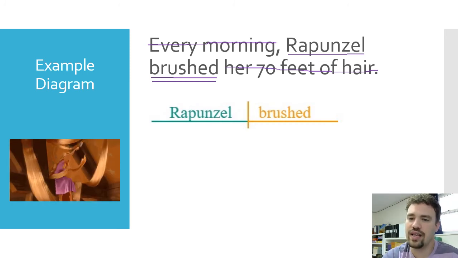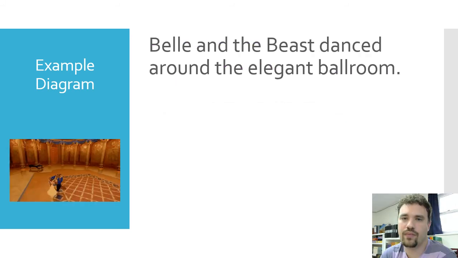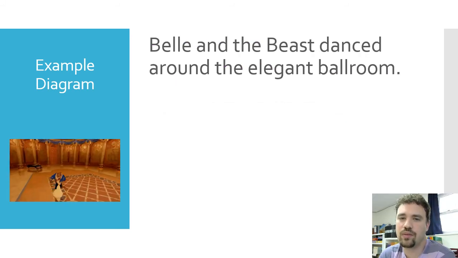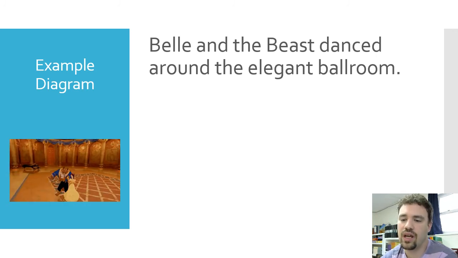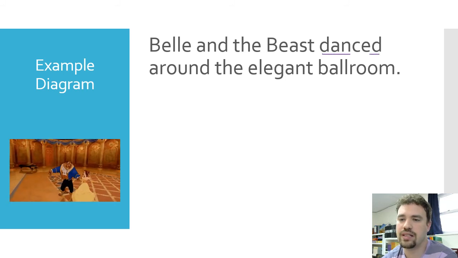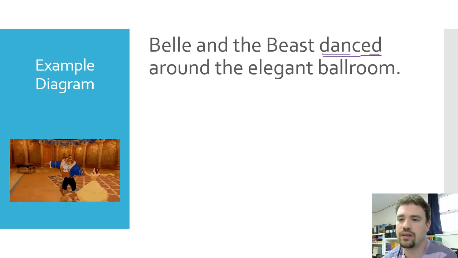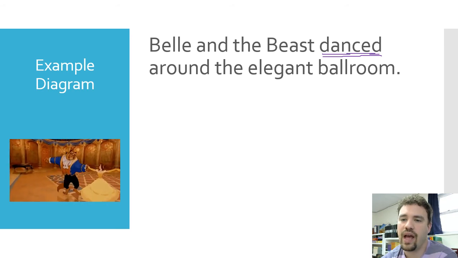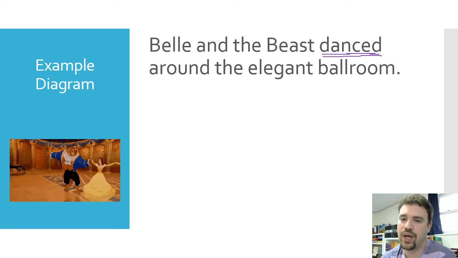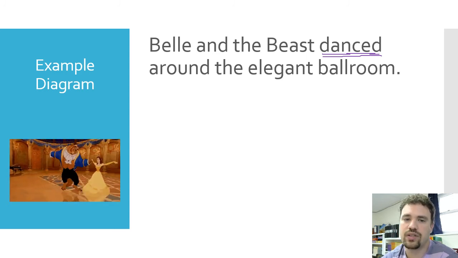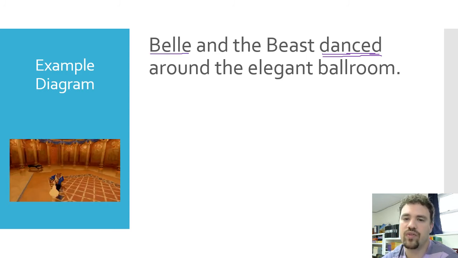Now let's try an example with 2 subjects and 1 verb. Okay, so here we've got 2 subjects and 1 verb in this example. Belle and the Beast danced around the elegant ballroom. So we're looking for our action word, and our action word is clearly danced. And then we're asking what or who danced. Belle and the Beast danced. So our simple subjects and our simple verb are going to be Belle and Beast, and danced.